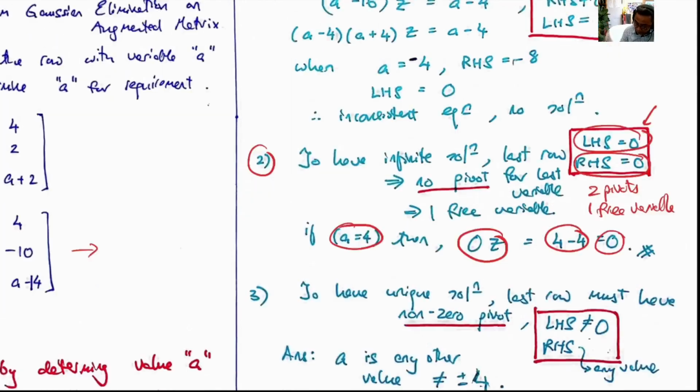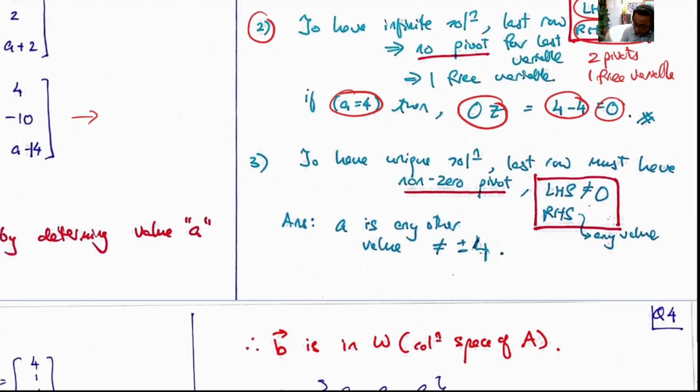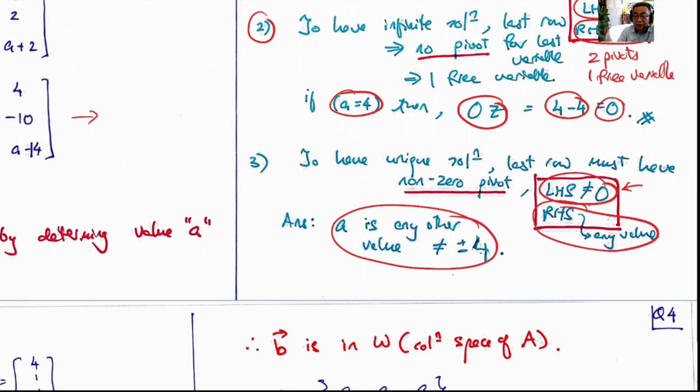Now finally, to have a unique solution, as long as the left hand side is not equal to 0, and the right hand side equals any value, then we'll be able to solve for z, and this will happen when we set a equal to any value that is not equal to plus or minus 4.